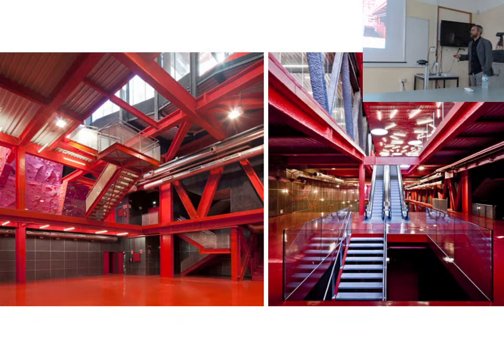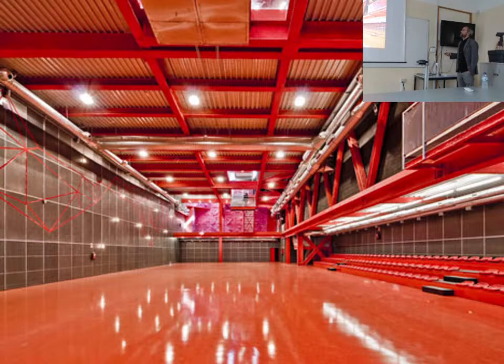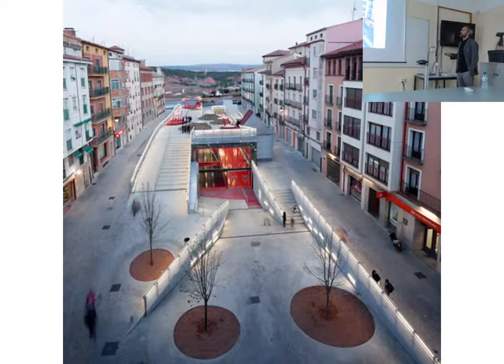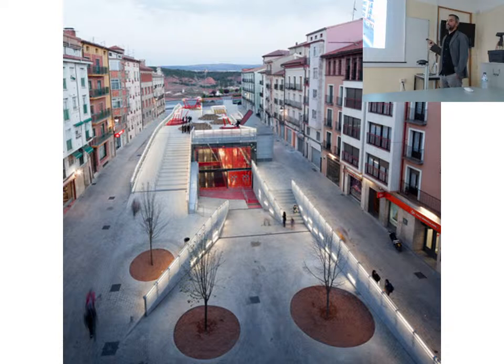Here is the -2 level where we have the basketball court, and they painted all the structure in red, also with the fire protection. So you can see here the final result of these spaces, and also the final result of the plaza. Okay, so this is the first example of a steel composite structure.